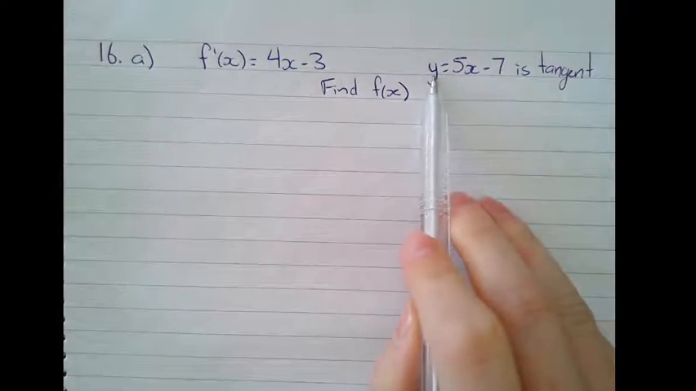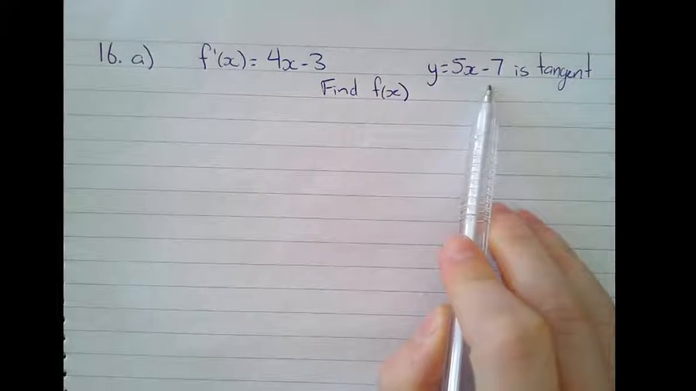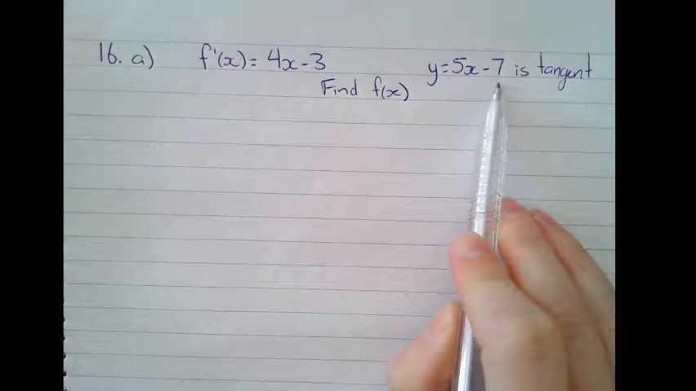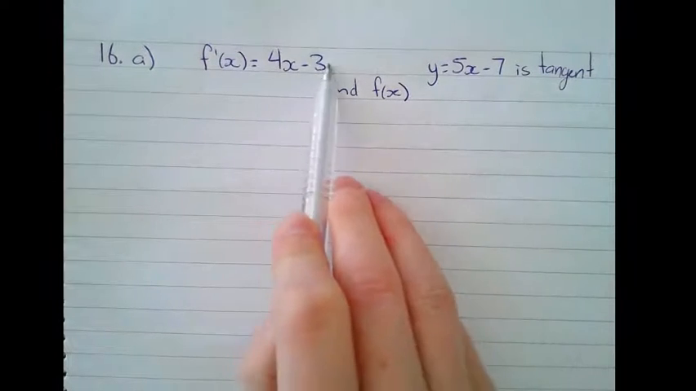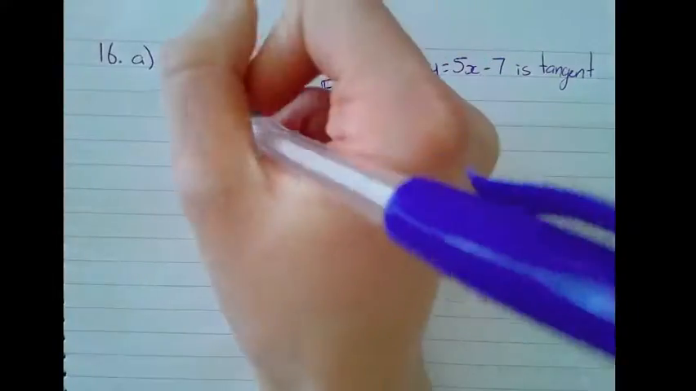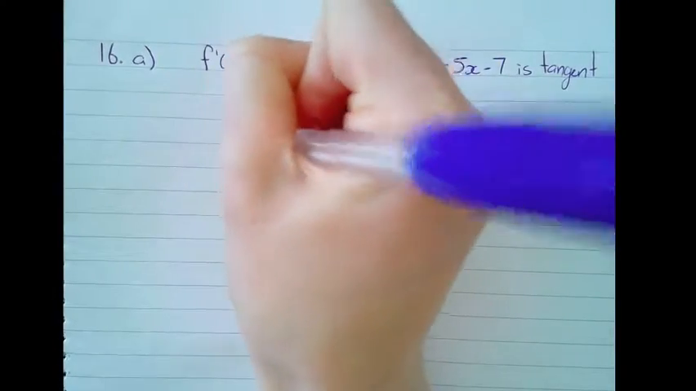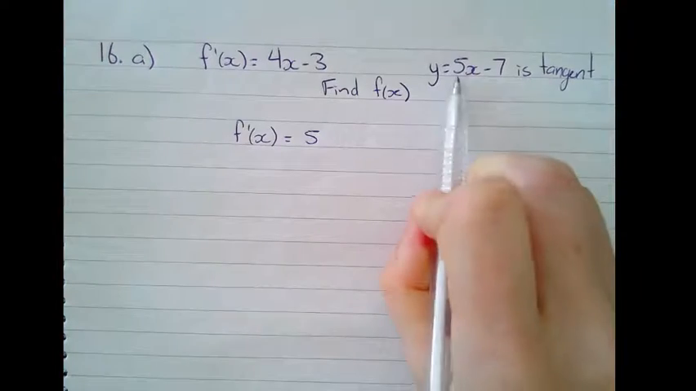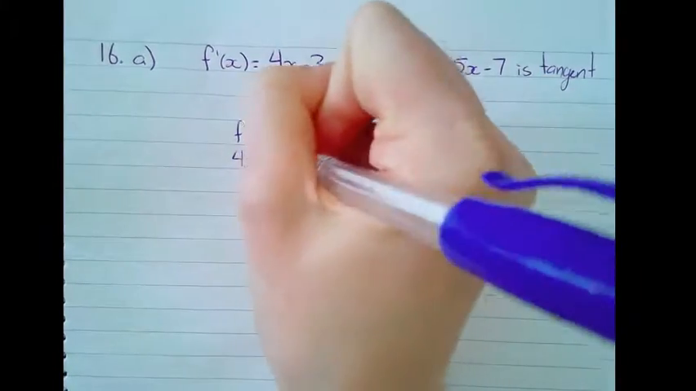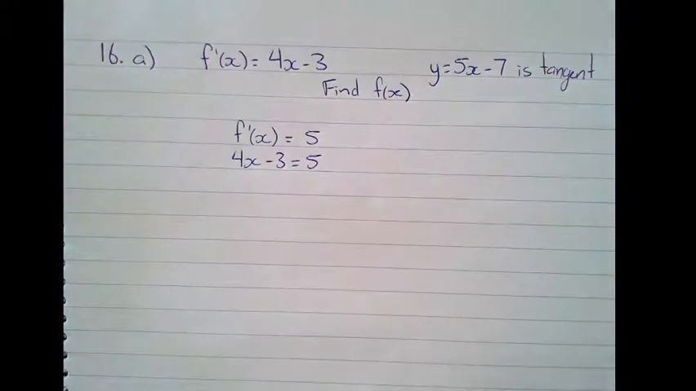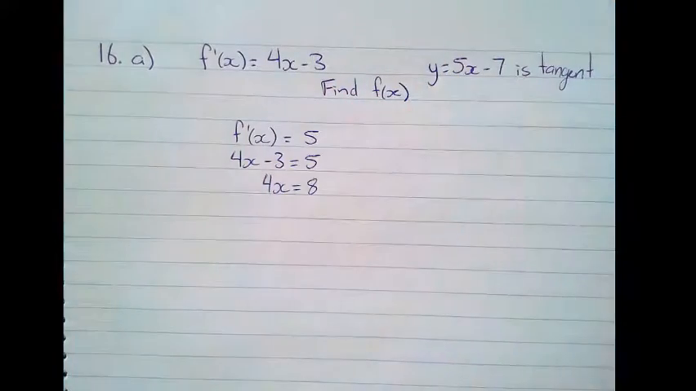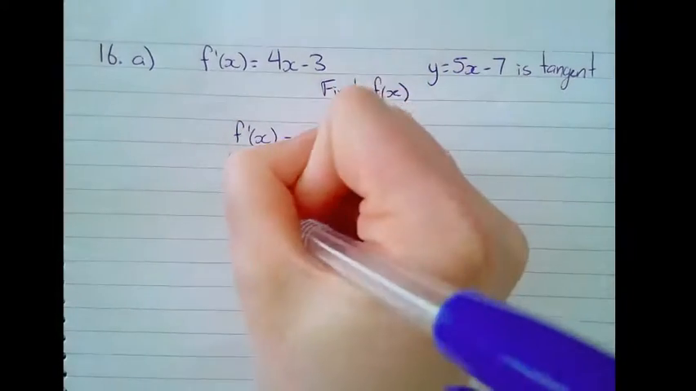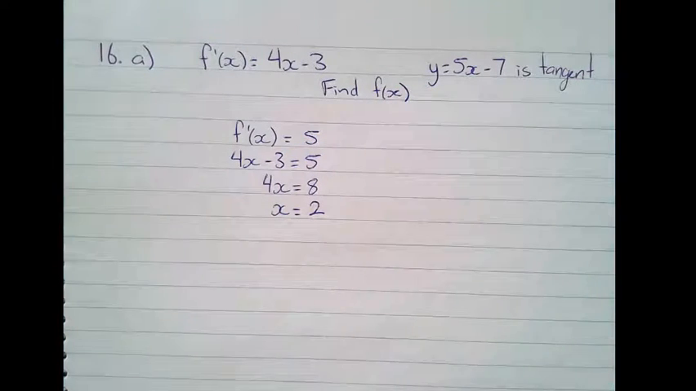And we know that the tangent has this equation. So the gradient of this straight line is 5, so that 5 has to be equal to this whole function. So we're going to get f dash x has to be equal to 5 because that's the gradient of the tangent. So that means that 4x minus 3 has to equal 5, and then we can go through and solve that. So if we add 3 to both sides, we end up with 4x equals 8, and then divide by 4, we end up with x equals 2.